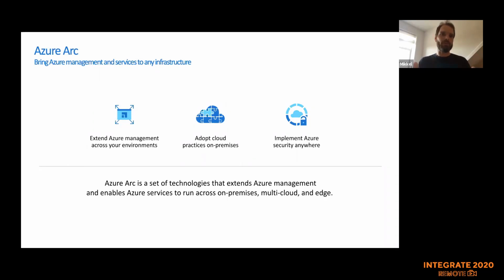And we're going to do a little bit of a deep dive into GitOps later, which is one of the key components of Arc in terms of how we help run Kubernetes. And it also helps with how you can implement Azure security in all these environments. So basically, it takes and extends the management experience from Azure to your on-prem or to your infrastructure anywhere.